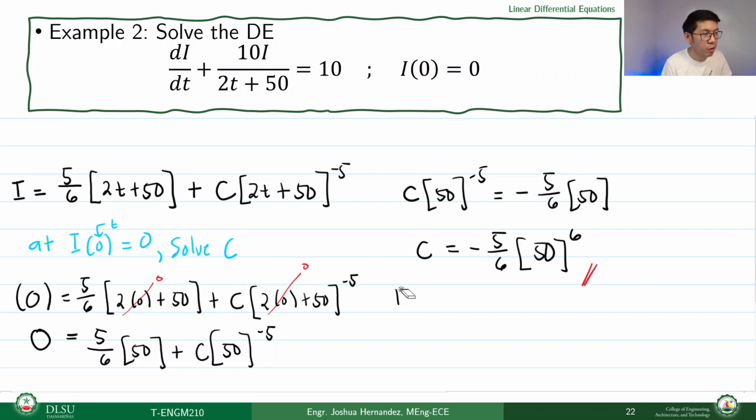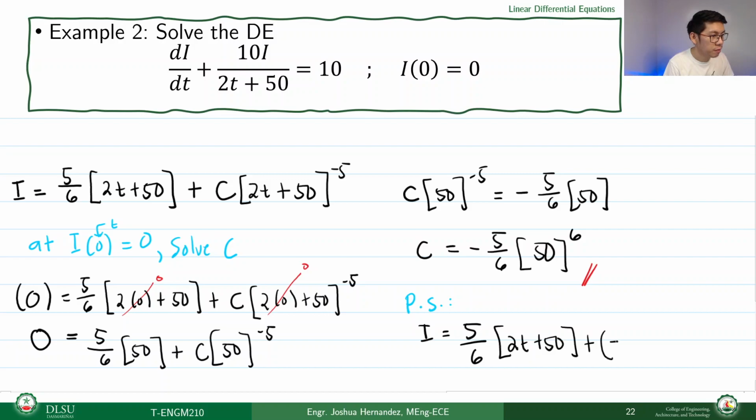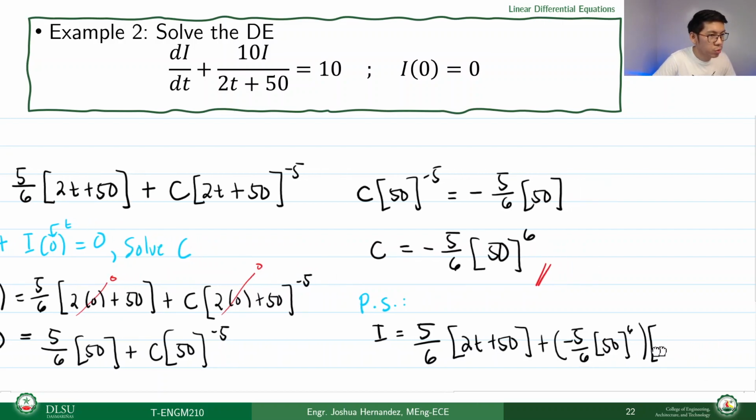Okay? Now, we plug it back into our original equation. The particular solution now is I equals 5 over 6 multiplied by 2t plus 50, plus the c that we got, that's negative 5 over 6 multiplied by 50 raised to 6, of course, multiplied again by 2t plus 50 raised to negative 5.